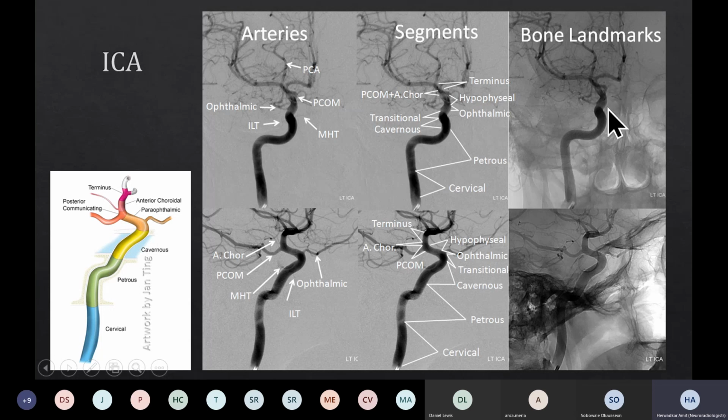And this is the AP representation. The sella is somewhere here, and you can see how the carotid artery is in close approximation to the sella over here. And this is with the bone in situ. You can see the sella over here, and this is the cavernous carotid artery. And this is the supraclinoid artery, with the ophthalmic artery going in the front.